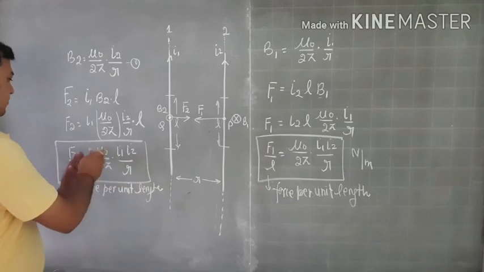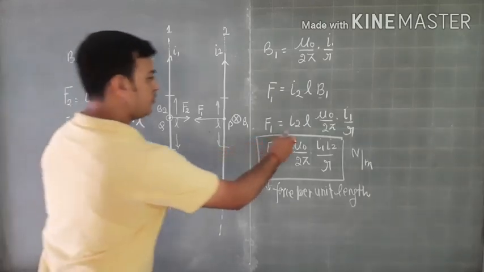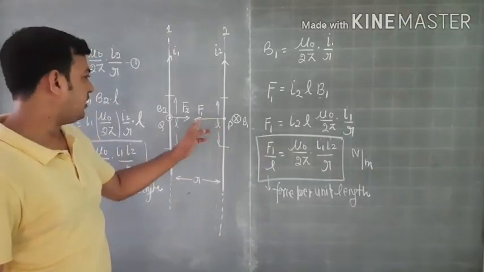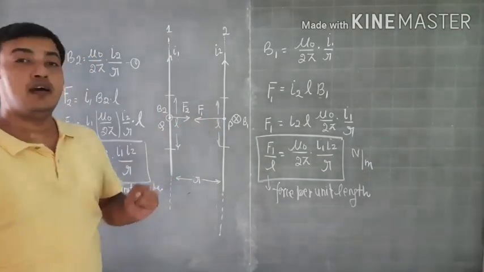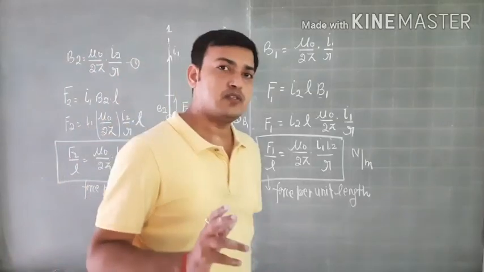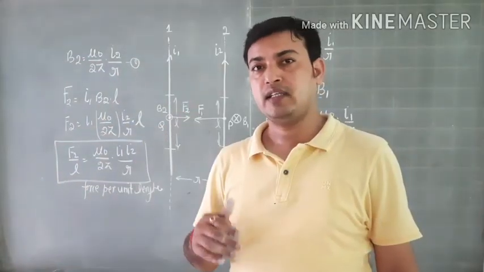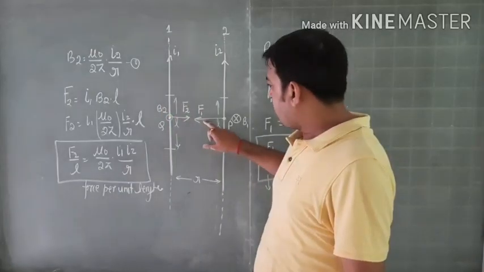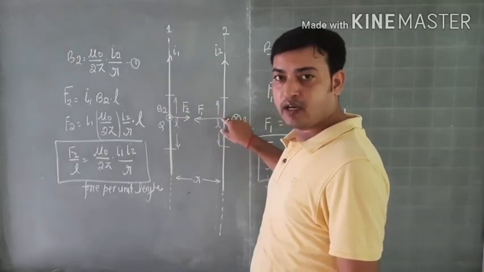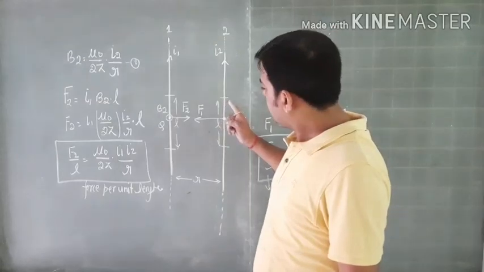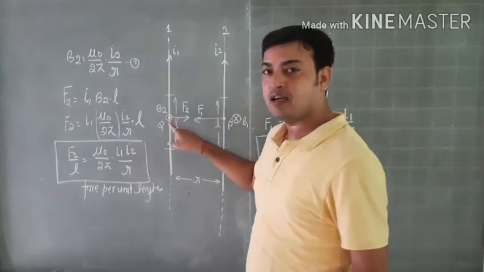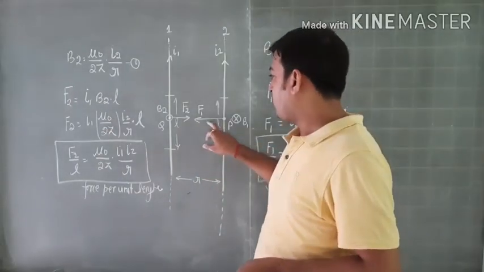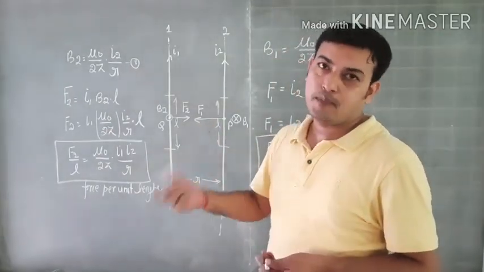So the magnitude of the force acting on both the wires is the same, but the direction is different. One is towards left and the other one is towards right. And you can also think of it by Newton's third law: if this wire is exerting a force of F1 on this wire, then from the law of reaction, this wire will also exert the same force but in the opposite direction. So both forces are equal but opposite.